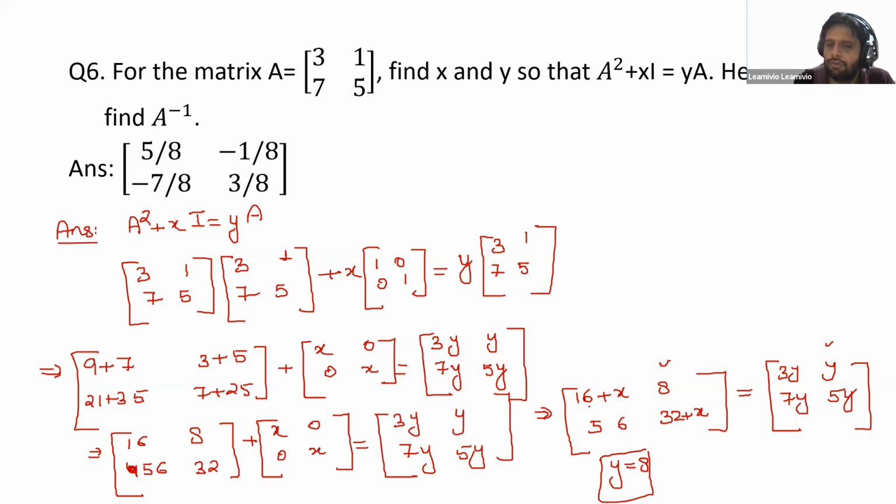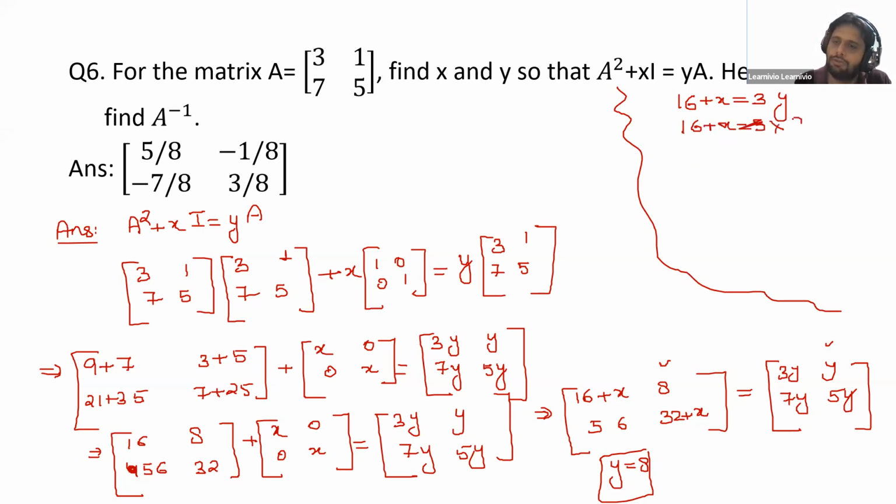We'll check here. The first equation: 16 plus x is equal to 3y. What is the value of y? 8. So 16 plus x is equal to 3 into 8. So here we will get 16 plus x is equal to 24, and x is equal to 8.